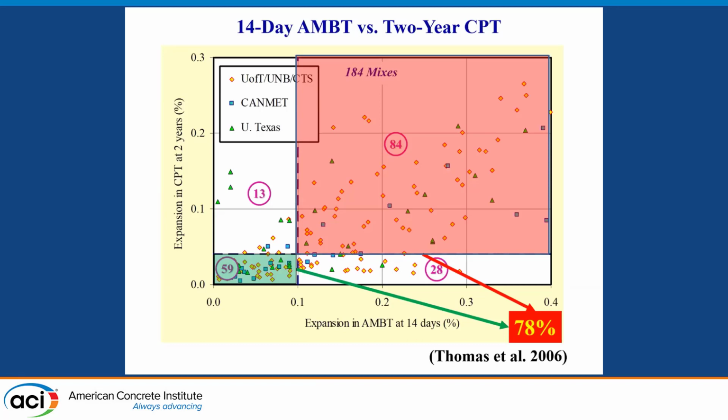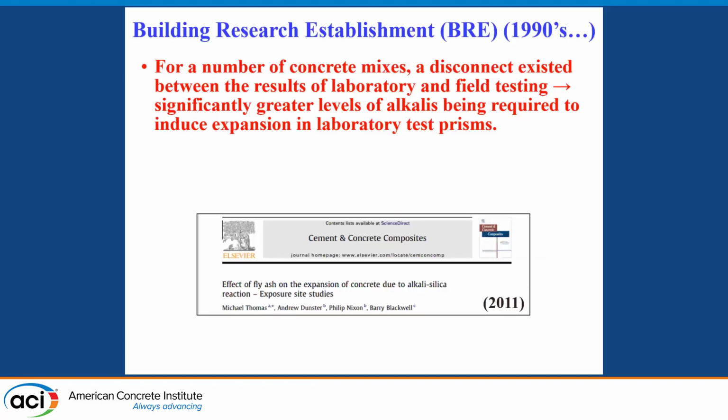So basically, we need to continue the work in comparing the reliability of those tests against long-term exposure blocks in the exposure sites. And that work showed that for a number of concrete mixtures, a disconnect existed between the results of laboratory and field testing, because a significantly greater level of alkalis was required to generate expansion in the lab. And we found out over the years that leaching of alkalis from the test prisms in the concrete prism test was the main source of that disconnect that we could see between the lab and the field testing.